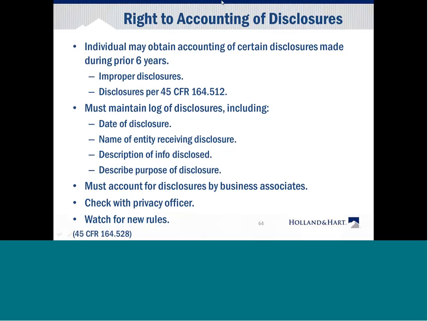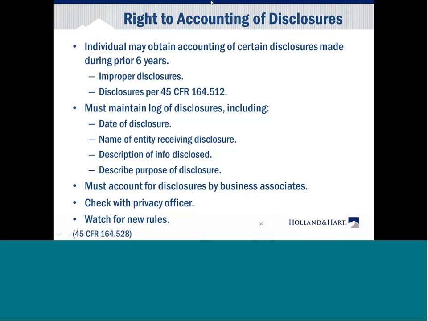That log has to identify the date of the disclosures, the name of the entity receiving the disclosure, the description of the information disclosed, and describe the purpose of the disclosure. You've got to account for disclosures of the business associates. So if you've got your business associate out there who's making improper disclosures, you've got to log that and include that on your disclosure log. If you get a request for an accounting of disclosures, check with your privacy officer to make sure that you can produce that. Now, I suspect that the vast majority, if not all of you, have never once received a request for an accounting of disclosures. But that doesn't exempt you from this obligation. You should be maintaining that accounting log in case you are ever requested to produce it.